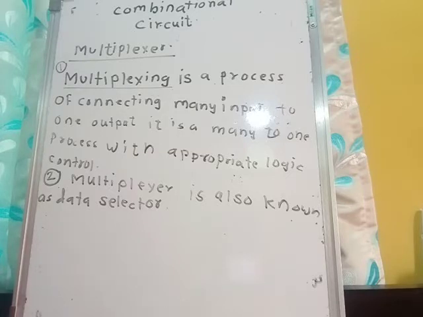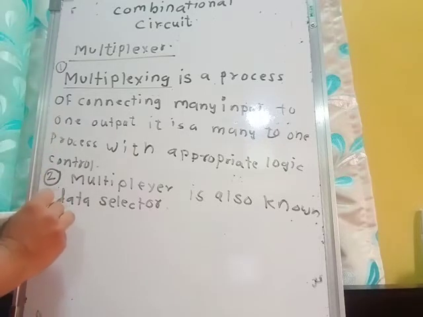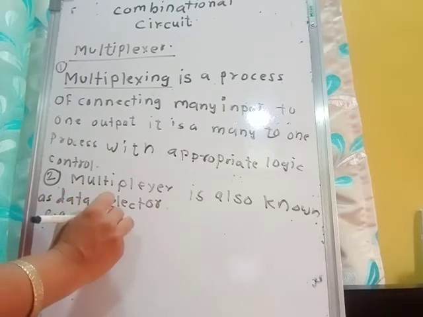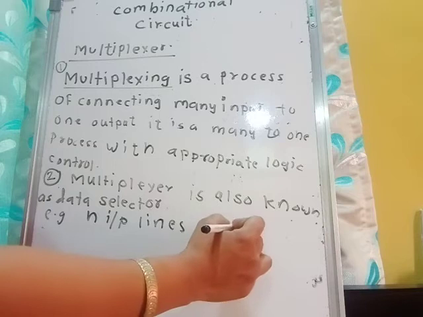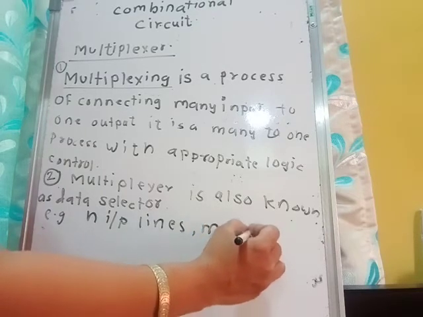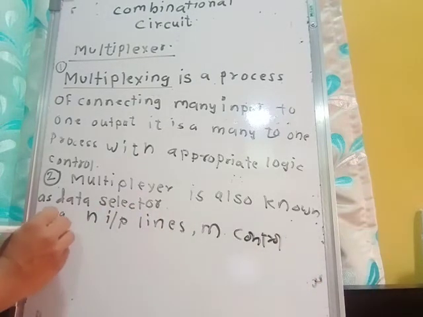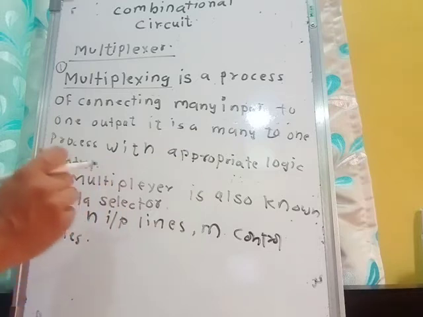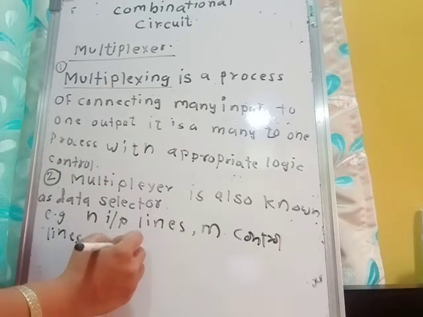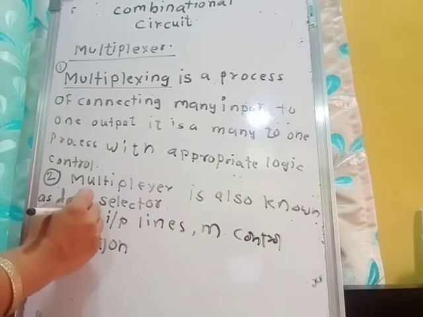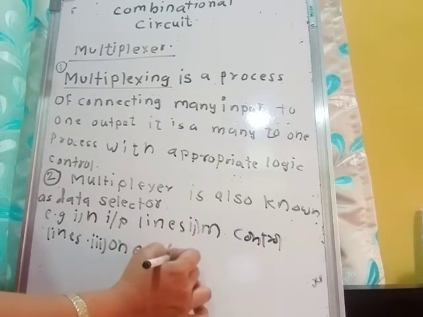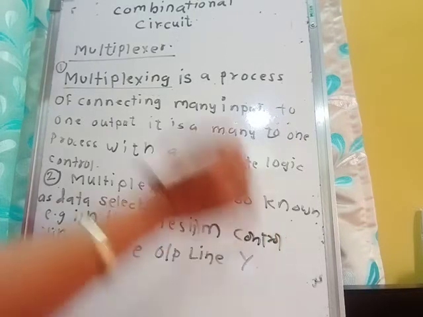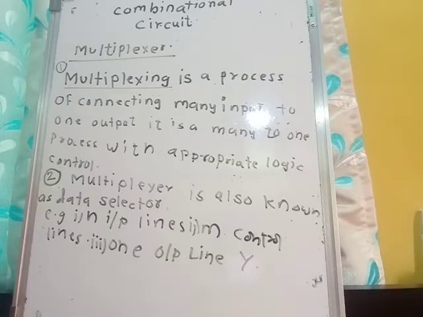So we can say that it has n input data lines and m control lines. For example, it has n input lines and m control lines, and it has only one output line, that is your Y.